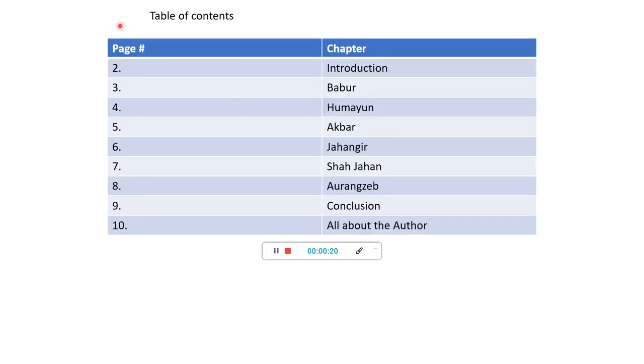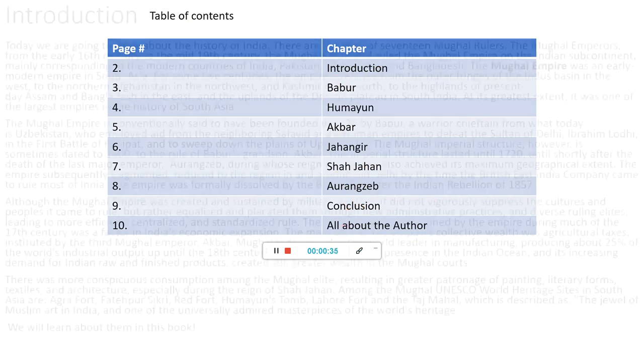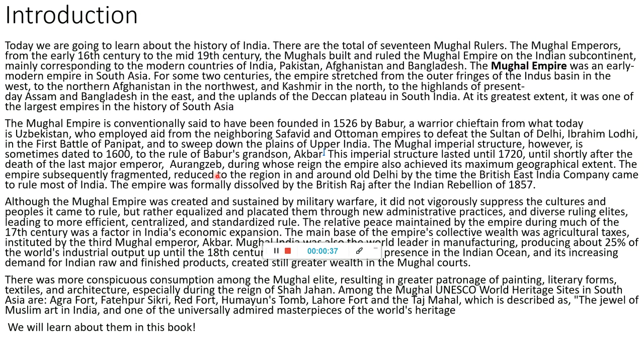This is the table of contents. First we're going to be going with the introduction, and then page number 3 is Babur, Humayun, Akbar, Jahangir, Shah Jahan, Aurangzeb, and we'll have the conclusion and all about the author. So first let's get to the introduction.